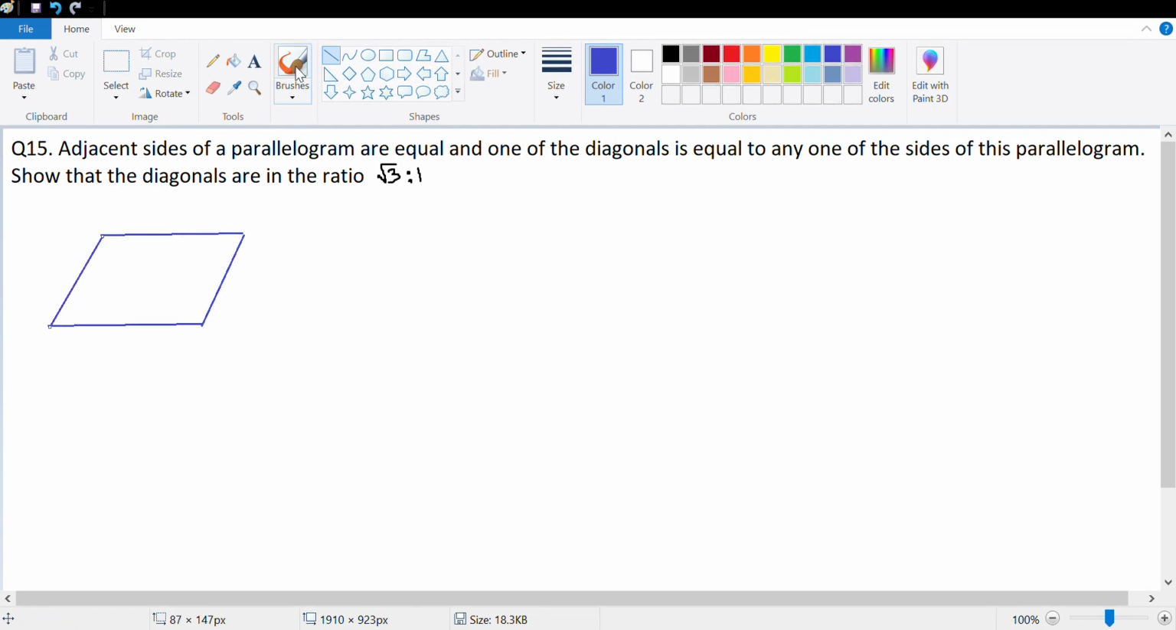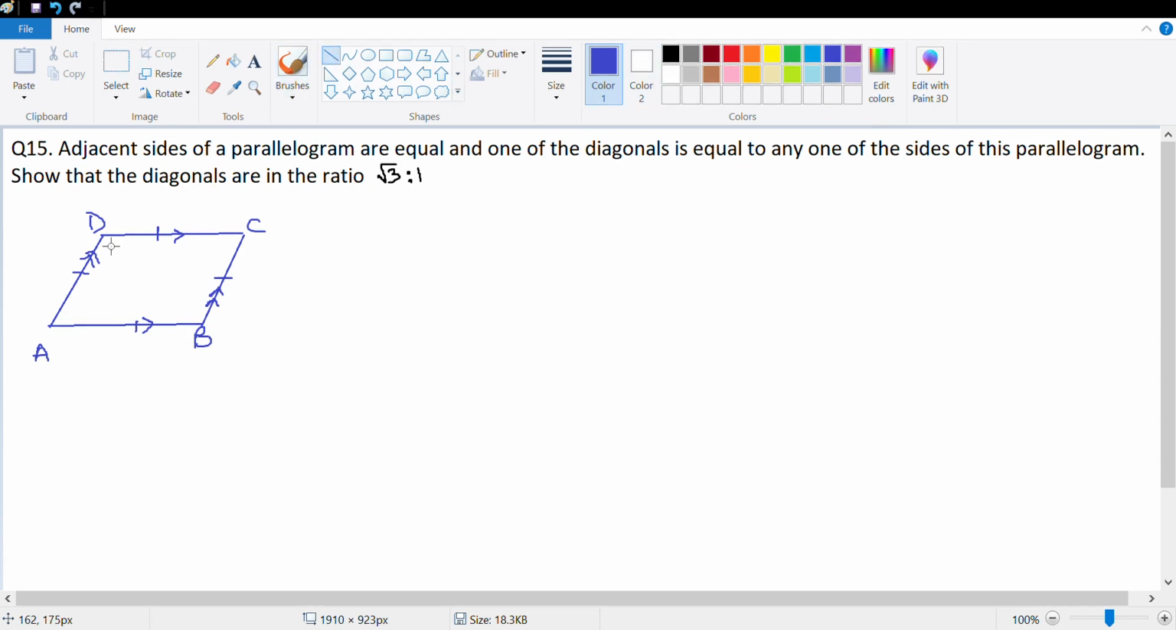Let's give this some name. This side and this side are equal, so this is A, B, C and D. It says adjacent sides are equal, which means AB is also equal to BC, which is also equal to AD, which means we are basically looking at a rhombus. Okay, so adjacent sides of a parallelogram are equal, which means this side and this side are parallel, and this side and this side are also parallel. Next, and one of the diagonals is equal to any one of the sides of this parallelogram.